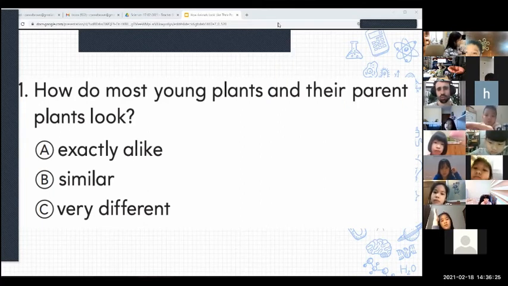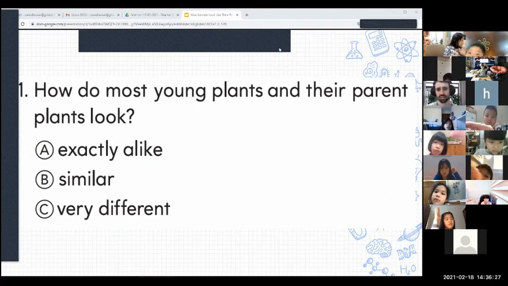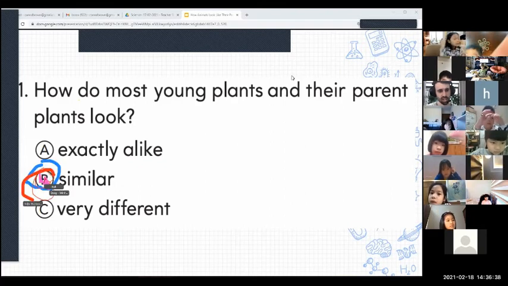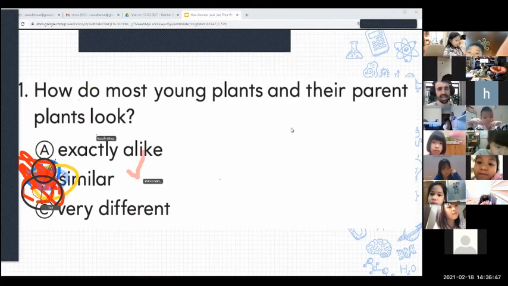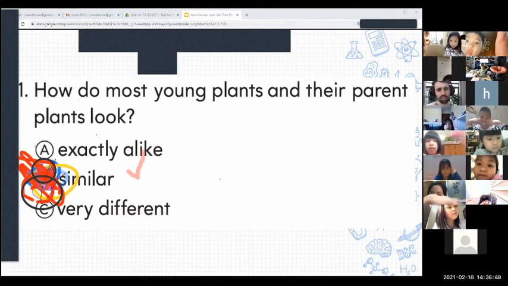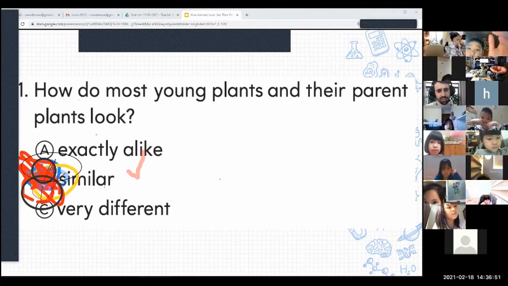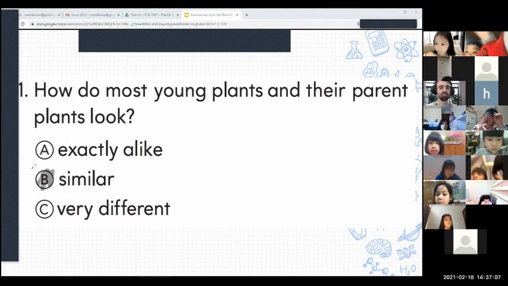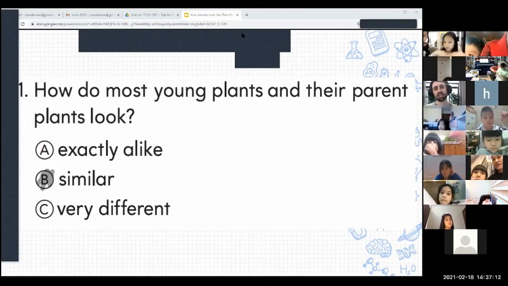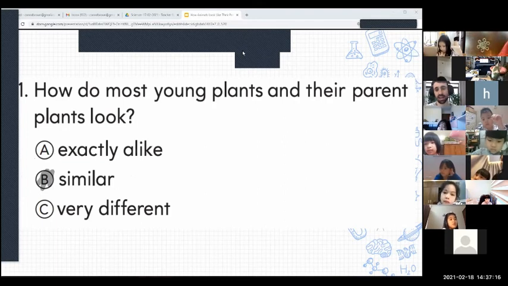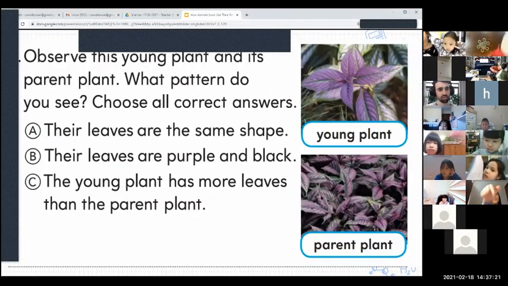Just one nice circle, please. Good job, Daisy. Good job, everyone. Okay, I'm going to disable. It looks like everyone's circling this answer right here. Similar. B is correct. The young plants are similar to their parents. Not exactly alike and not very different. Okay? Let's move on to question 2.